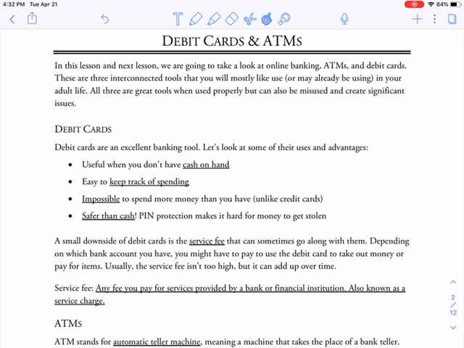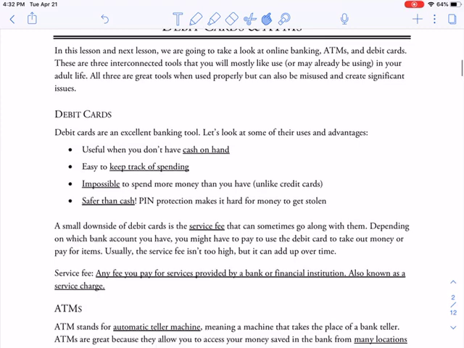Unlike a credit card, which we looked at at the start of the year, it is totally impossible to spend more money than you have on a debit card. If you try to buy something that has a higher total than your bank balance, it will reject your purchase, so you can't overspend. And it's safer than cash because someone could steal cash from you, but if they steal your bank card and your debit card, it's not going to give them any money because you need the PIN.